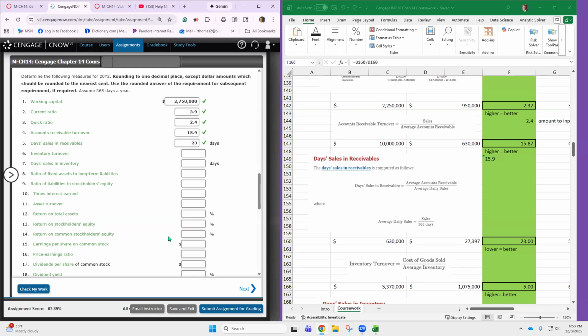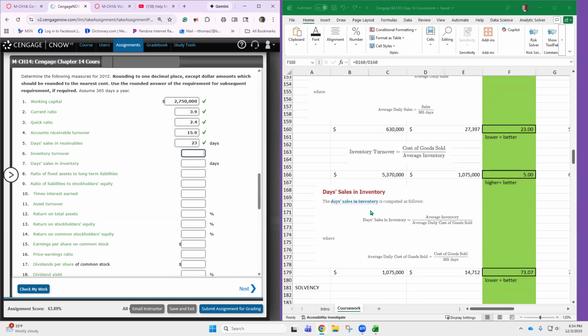We're still measuring liquidity, by the way. Liquidity is measured from number 1 to number 7. These are all liquidity ratios to help tell the story of the liquidity of this business, how quickly they're turning assets into cash so they can pay bills.